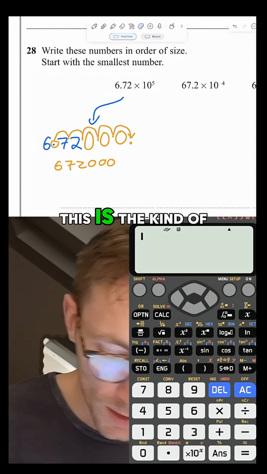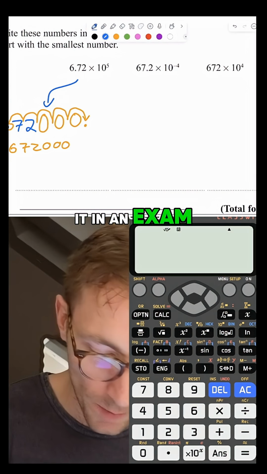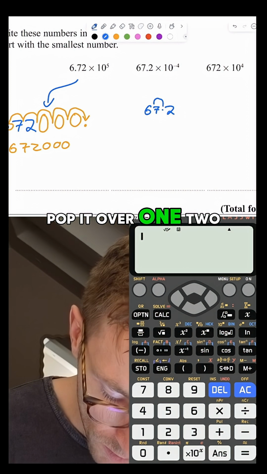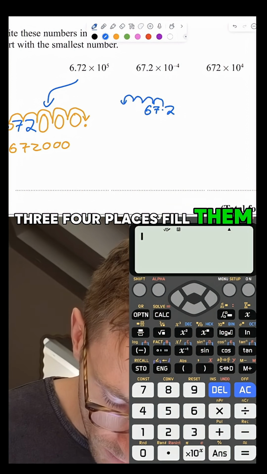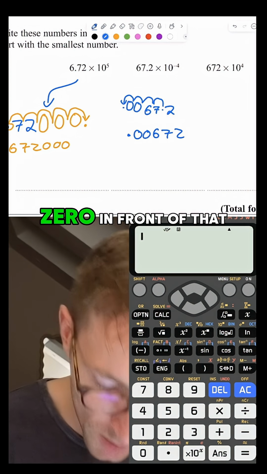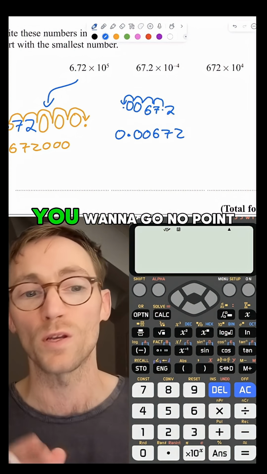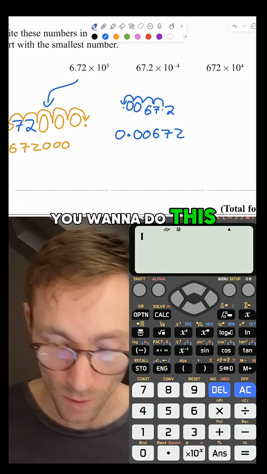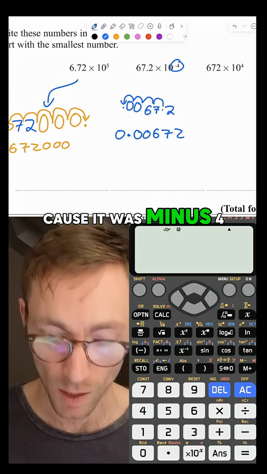In an exam, this is the kind of speed that you would do it at. Pop it over 1, 2, 3, 4 places, fill them with zeros, and so the decimal point goes there. So my answer is, and I always put a 0 in front of that just because you don't want to put point, you want to go 0 point. That's the speed at which you want to do this. So this was 4 places to the left because it was minus 4.